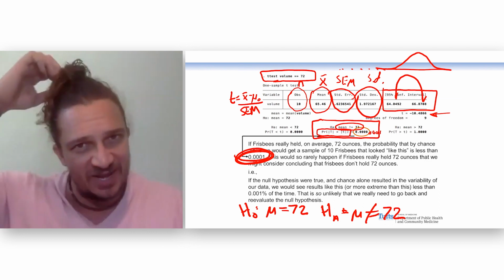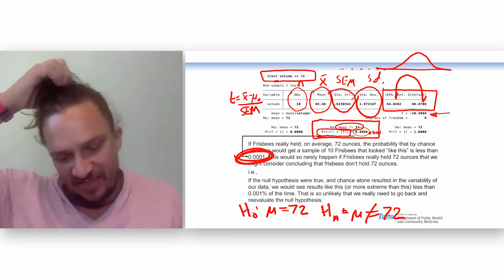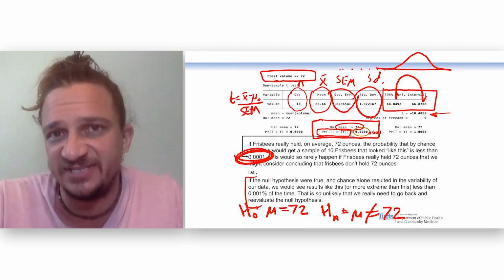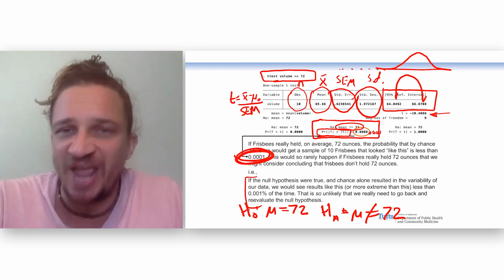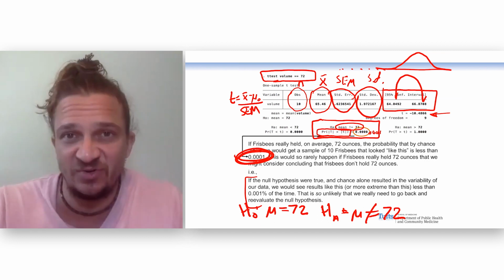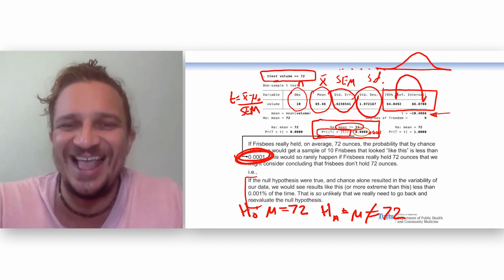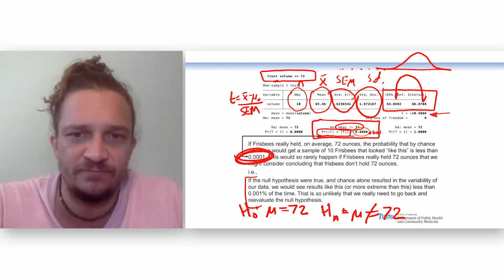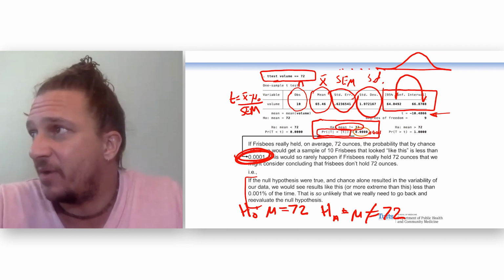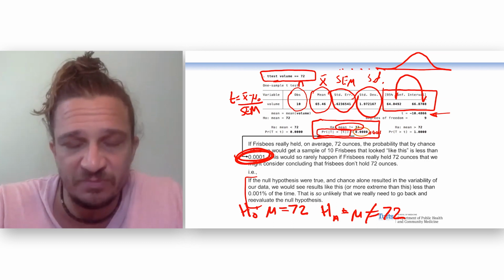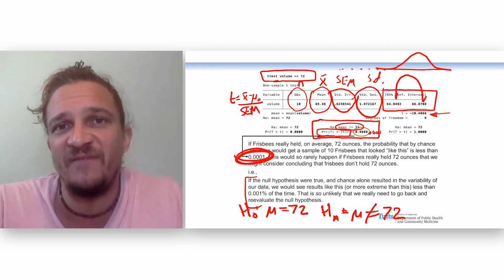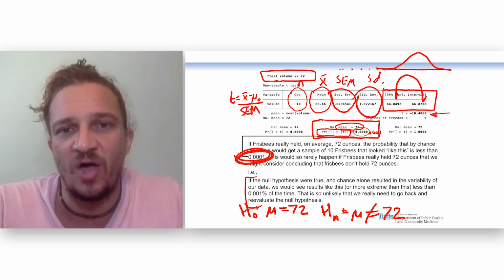Now we can think about what this means sort of in English. I like this here. If the null hypothesis were true, in other words, if you actually could fit 72 ounces inside a Frisbee, and chance alone resulted in the variability that we get, we would get results like this. That's what a p-value is. What's the chance of getting results like this? Less than 0.001% of the time. So again, either we're really unlucky, or maybe that null hypothesis is wrong. Whoever is spewing this out or promulgating it as conventional wisdom, maybe it's wrong. Maybe we have evidence to reject that null hypothesis.